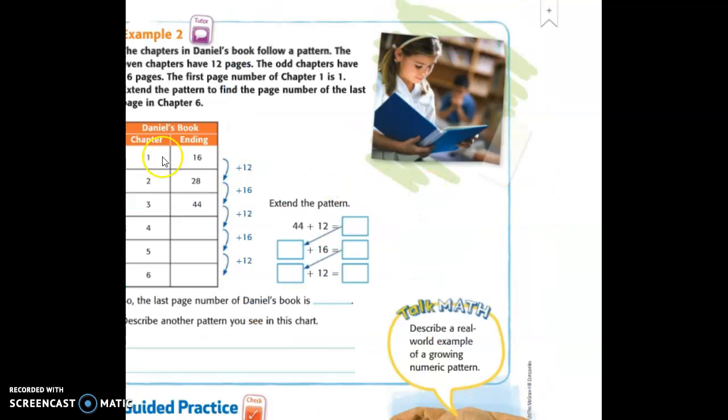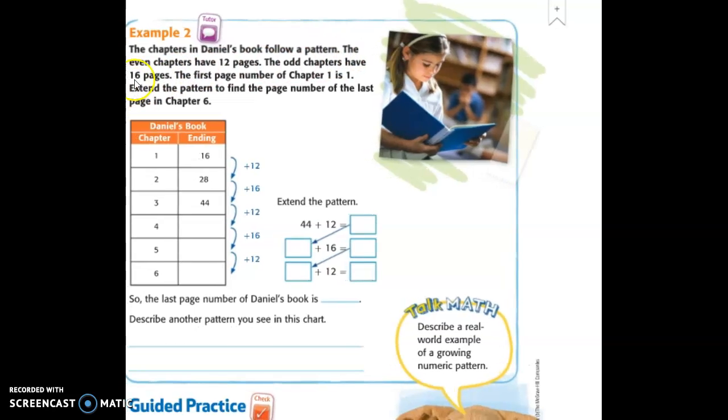Now the next example is a bit of a different problem. The chapters in Daniel's book follow a pattern. The even chapters have 12 pages. The odd chapters have 16 pages. The first page number of chapter 1 is 1. Extend the pattern to find the page number of the last page in chapter 6. So chapter 1 is odd, so that has 16. And the next one will be 12 more than that, because that's an even numbered chapter. And the next would be 16 more than that, because that is an odd numbered chapter.